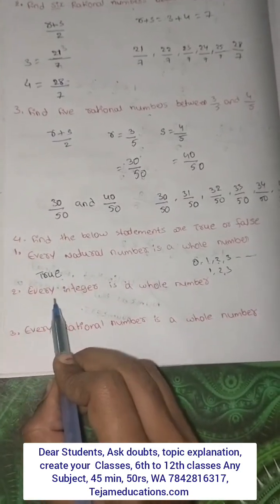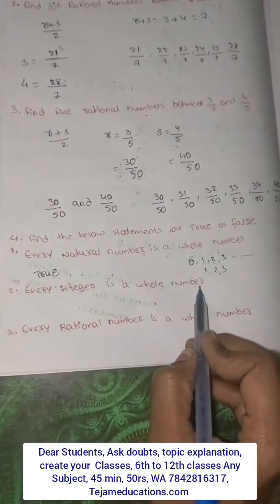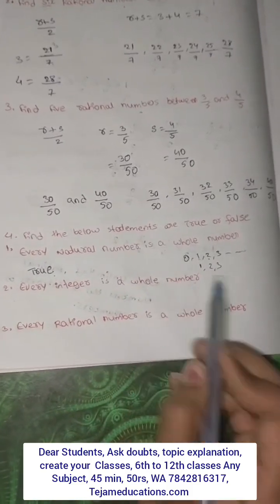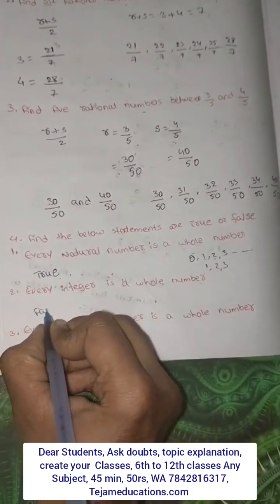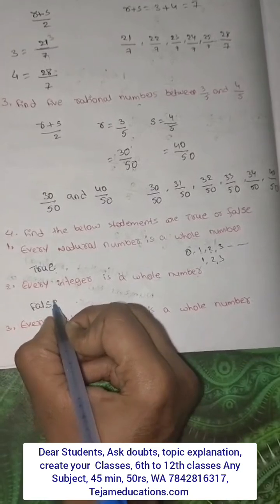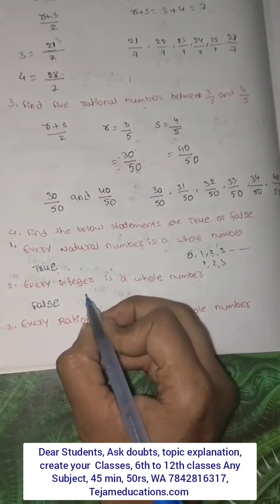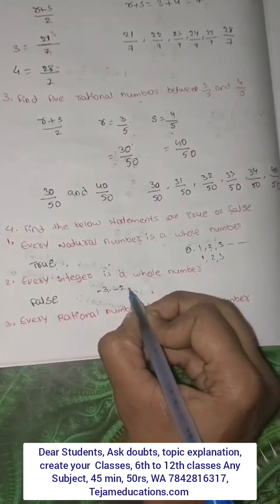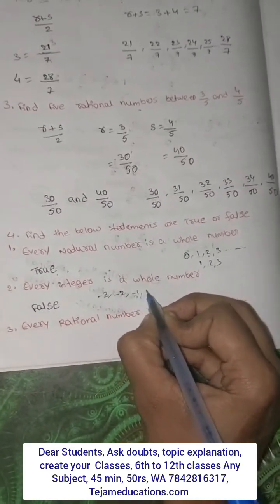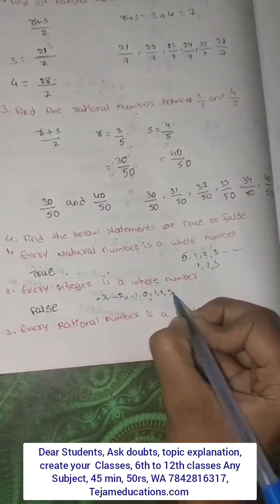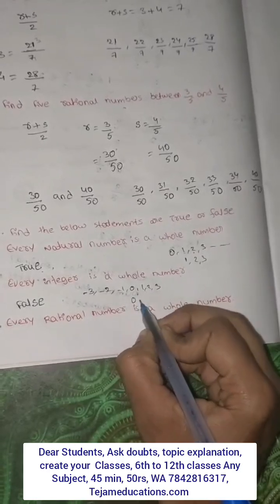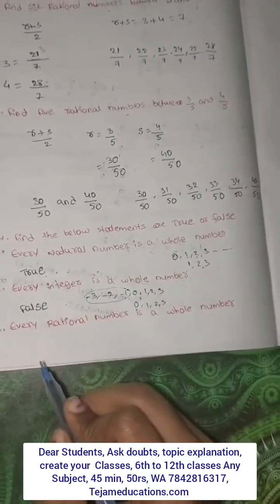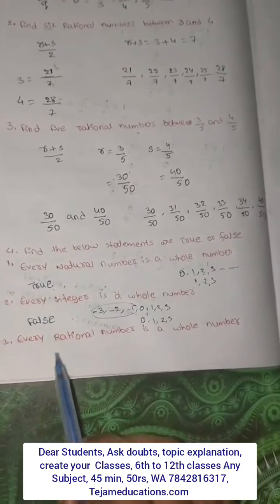Second statement: every integer is a whole number. Is it true or false? It is false, because integers include negative numbers and also positive numbers, but whole numbers start from 0. So we are missing the negative numbers, that's why it is false.